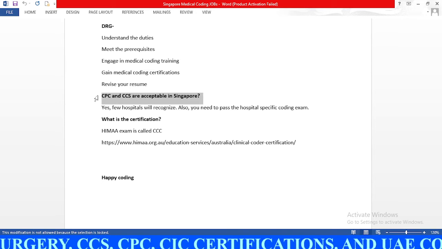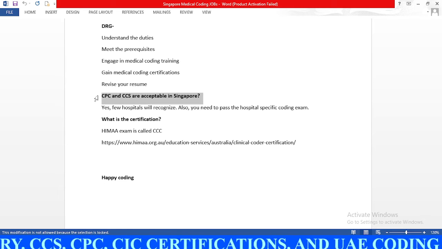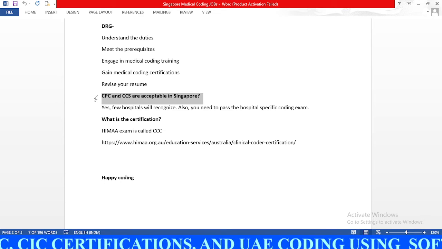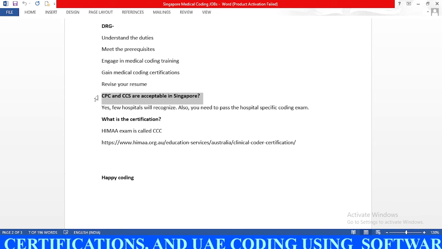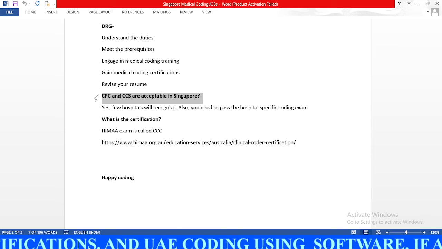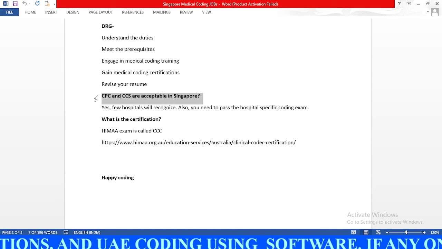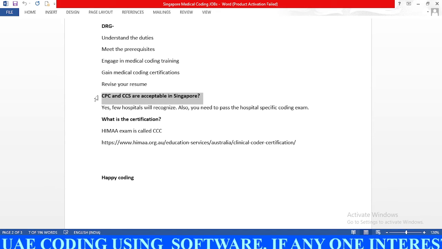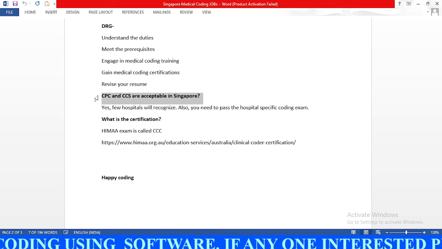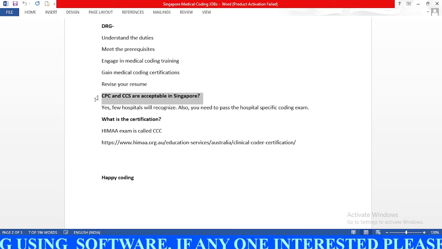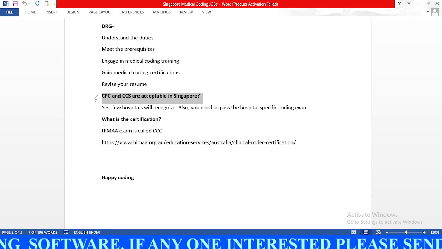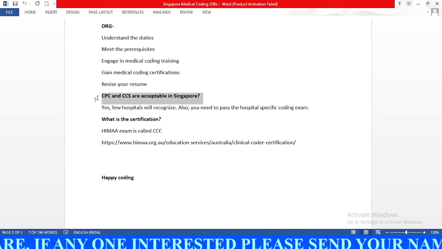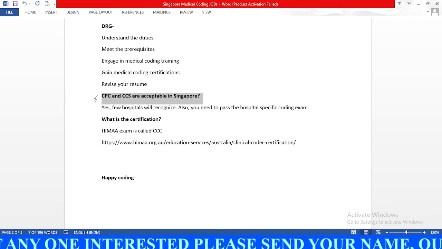So how do you go to Singapore? How do you find the job? In order to go to Singapore, you need to have a work visa or sponsor visa. If any company sponsors you, you can go to Singapore and find a job in medical coding. Otherwise, you need to go using a tourist visa, like most of the people are visiting Dubai and Abu Dhabi. After getting the job as a medical coder in Singapore, you will get the work visa from the company which has recruited you.